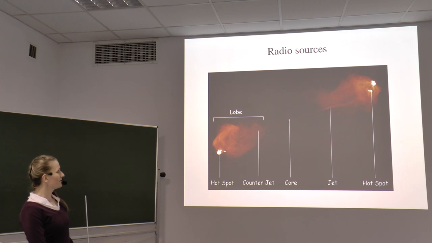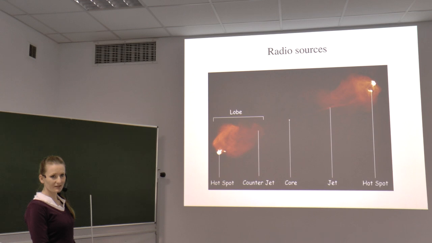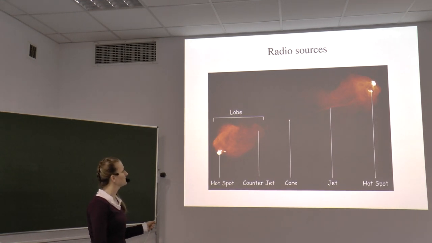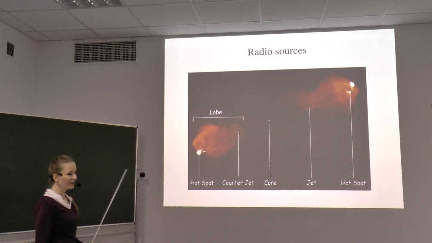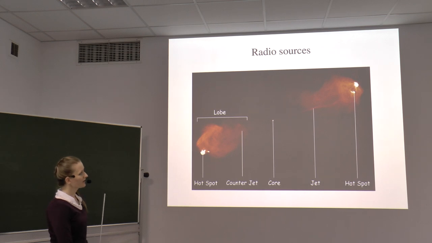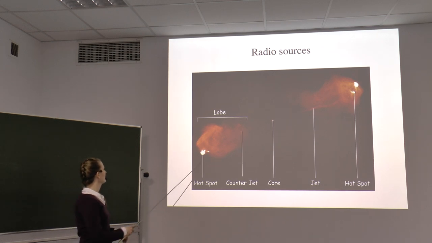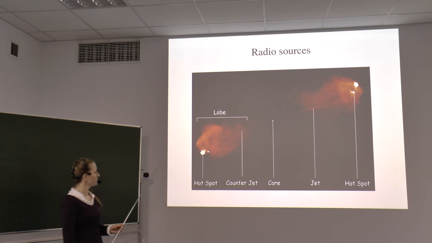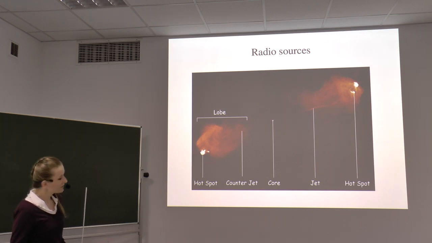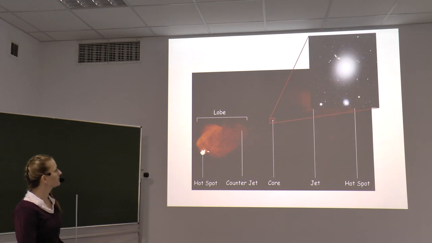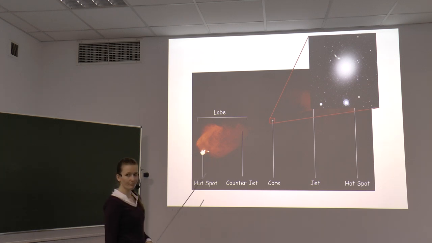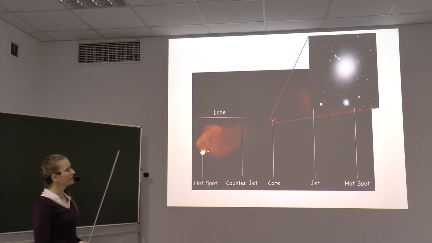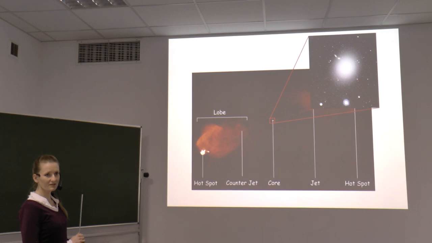In general, radio sources have very characteristic radio morphology visible at radio wavelengths. At the center, we usually have a radio core from which two oppositely directed jets are emitted, and as they expand, they interact with the intergalactic medium, creating hot spots and extended radio lobes. Such a radio structure is a result of processes going on in the central galaxy, which coincides with the radio core. We call this galaxy the host galaxy of a radio source.